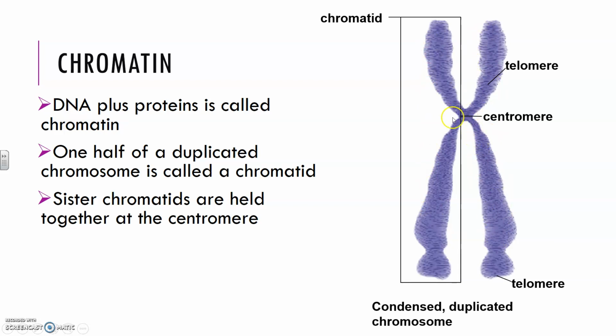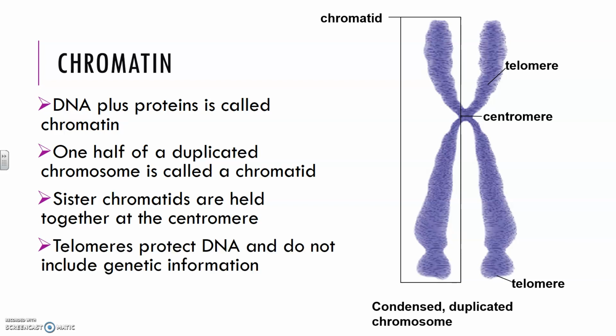Sister chromatids are held together at the centromere. Okay, so we have the centrosome, which is part of the division process. It contains the microtubules, and now we have the centromere, okay, that holds the sister chromatids together and creates the chromosome, okay? You also have what are known as telomeres.